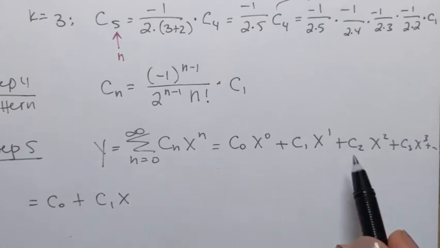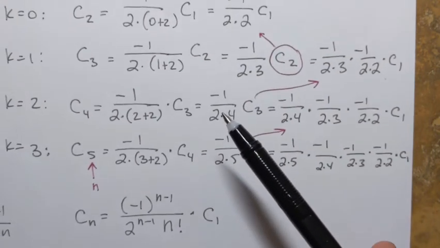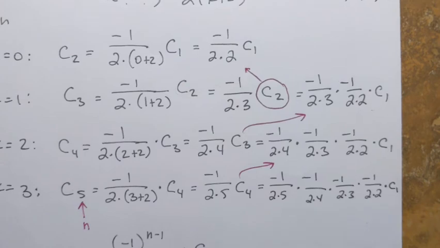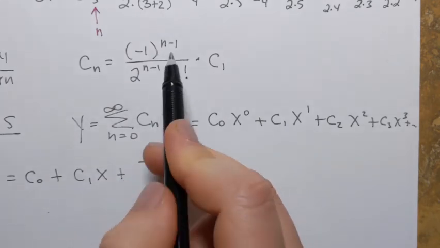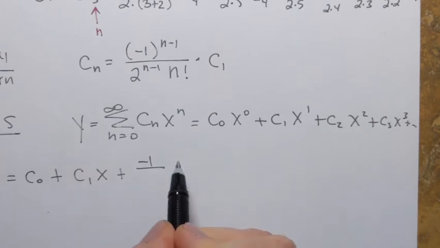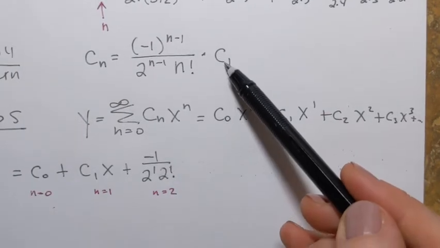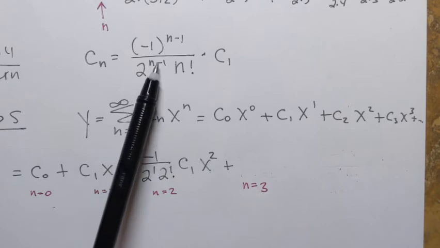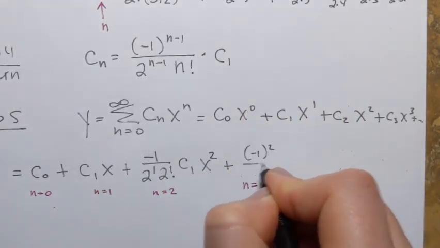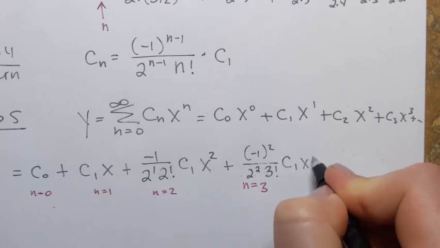Now, c sub 2, well, that I can start rewriting and writing in terms of c1. I can either use this formula or I can look back right here. It tells me what c sub 2 is, right? Either way. So since I have the formula right in front of me here, I'll use it. So it's plus negative 1 to the power 2 minus 1, so like that. Then in the denominator is 2 to the power 2 minus 1, times 2 factorial, times c1, and then times x to the second power. Next, plus, so that's going to be for n equals 3. When n equals 3, I'm going to get negative 1 to the power 2 over 2 to the power 2, and then 3 factorial times c1 times x to the third power.